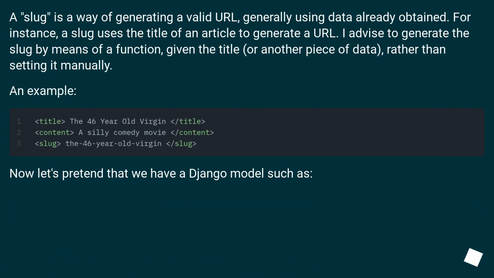A slug is a way of generating a valid URL, generally using data already obtained. For instance, a slug uses the title of an article to generate a URL. I advise to generate the slug by means of a function, given the title or another piece of data, rather than setting it manually. An example.